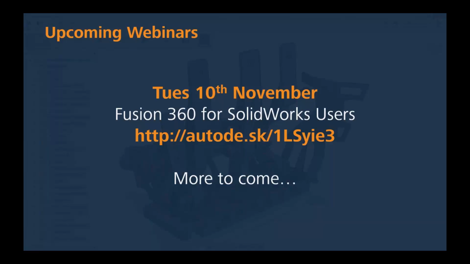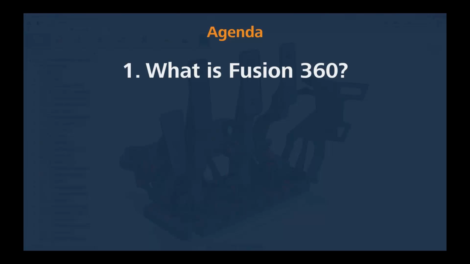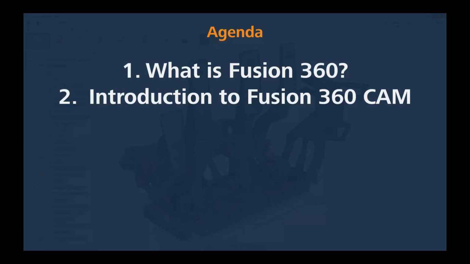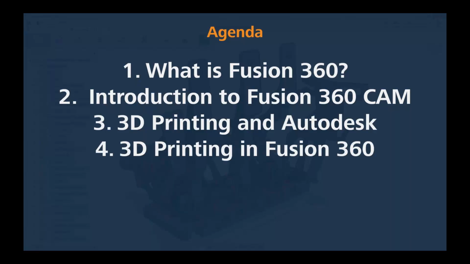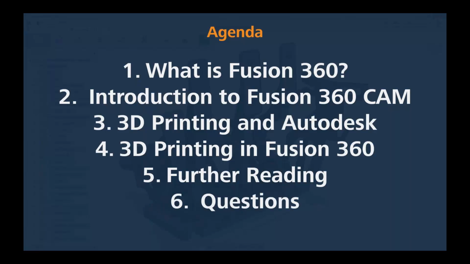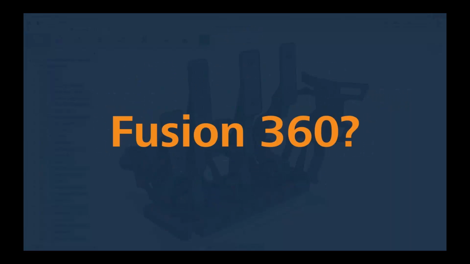for that webinar. So our agenda for the day, because we have quite a lot to get through, we'll start off just talking a little bit about what Fusion 360 is. We'll then introduce a little bit about Fusion 360 CAM. We'll talk about 3D printing in Autodesk and what Autodesk is doing in the 3D printing space. Then move into 3D printing in Fusion 360, or with Fusion 360, maybe that should say. We'll talk a little bit about where you can get further information after the session, and hopefully have some time to answer any of your questions. Otherwise, let's jump straight into it.